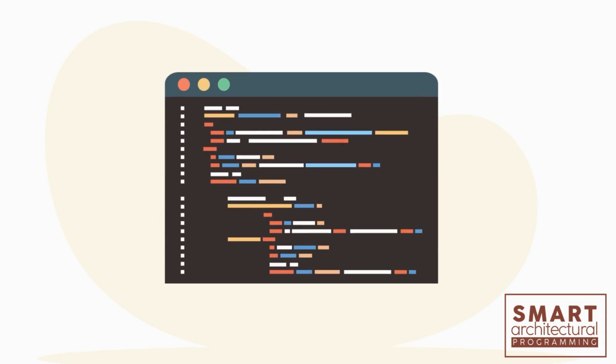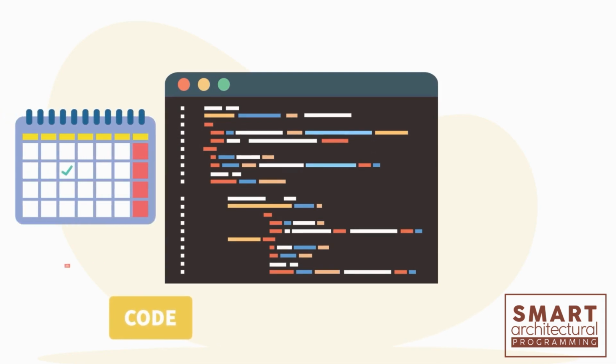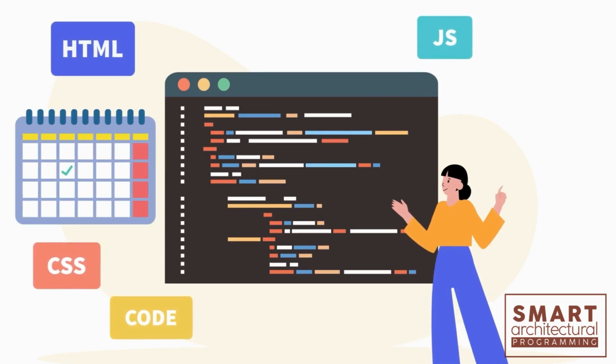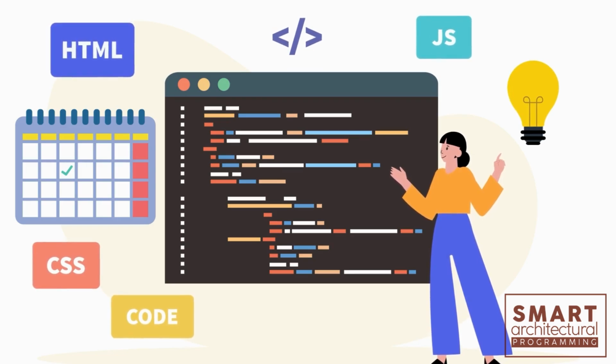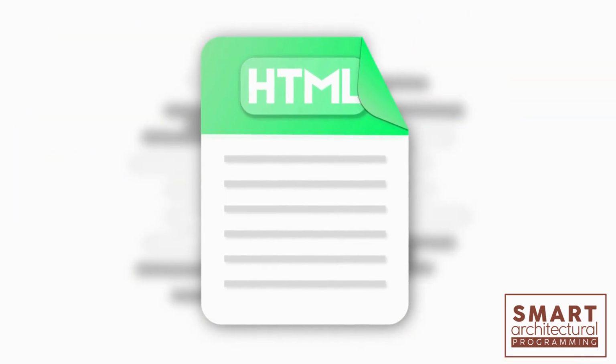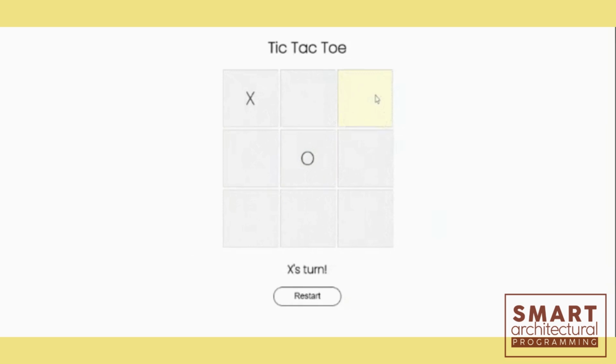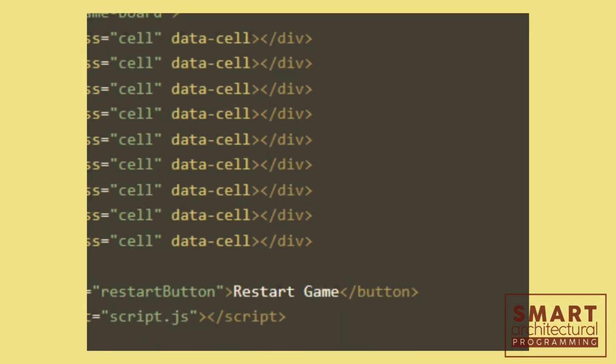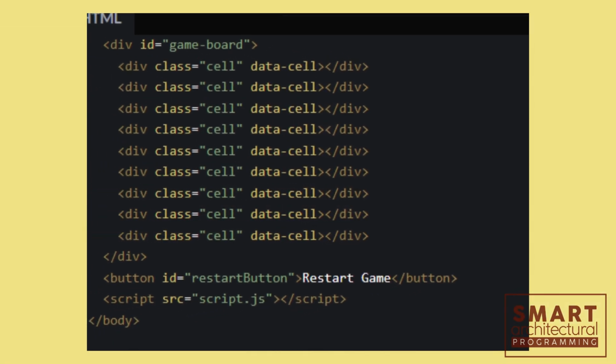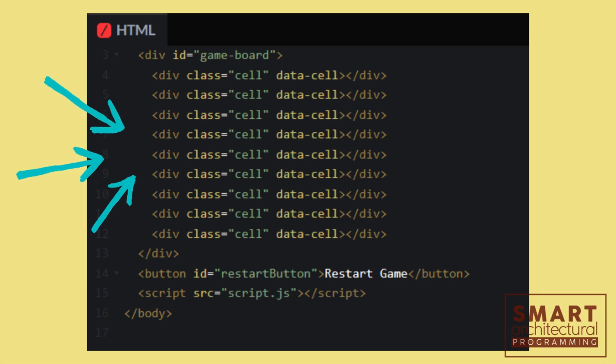We'll need an HTML file to create the game board, a CSS file for styling, and a JavaScript file to handle the game logic. First, we'll create our HTML file. This file will have a 3x3 grid for our game board and buttons for starting the game. Here, we have a simple HTML structure with a title, a game board made up of divs with a class of cell, and a restart button.